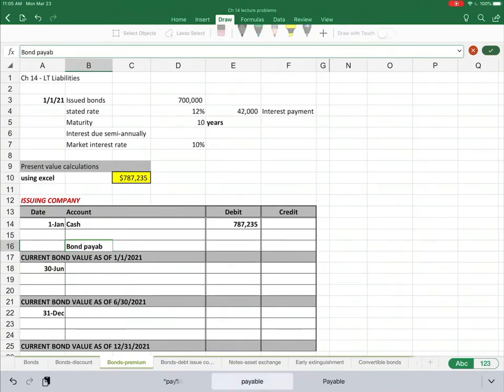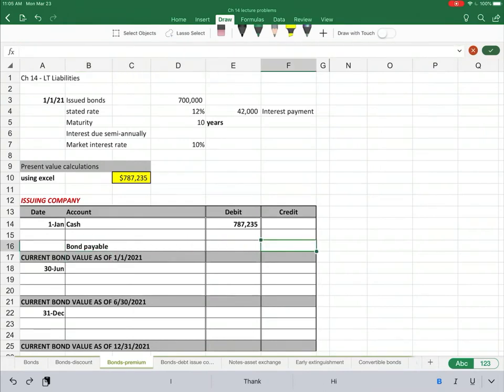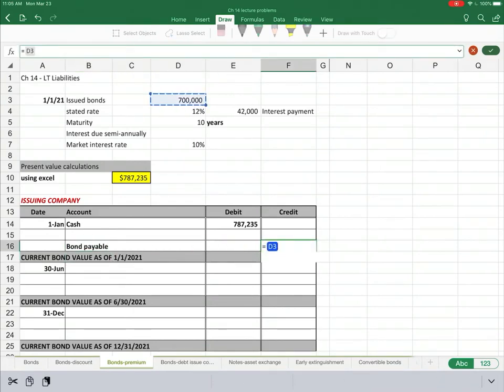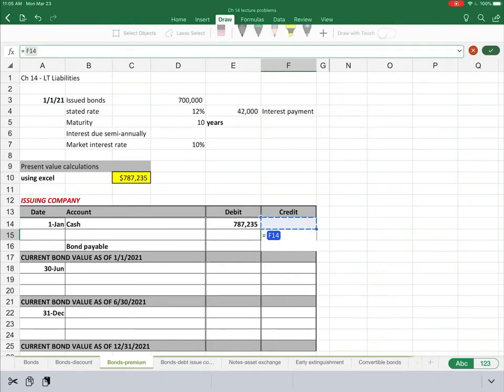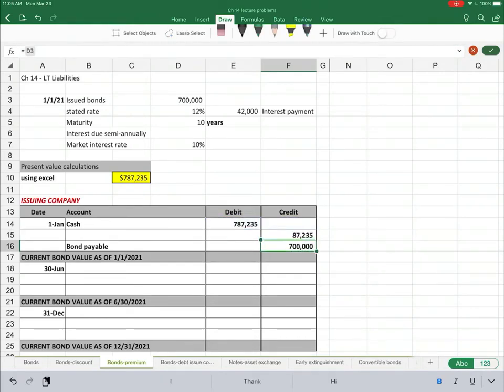We're also on day one going to record a bond payable. The bond payable is always going to be equal to the face amount, which is $700,000. And then again, as we had with the discount, our debits and our credits don't equal. In this case, though, we need a credit to balance our journal entry. We need a credit of $87,235. That credit represents the amount above and beyond the face amount that our bond is actually worth.